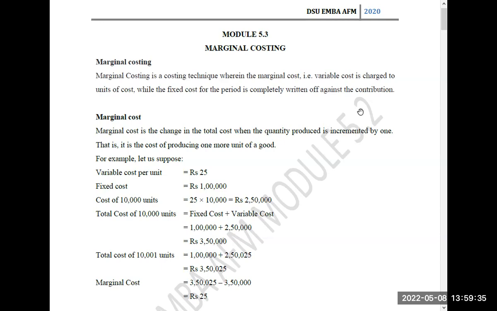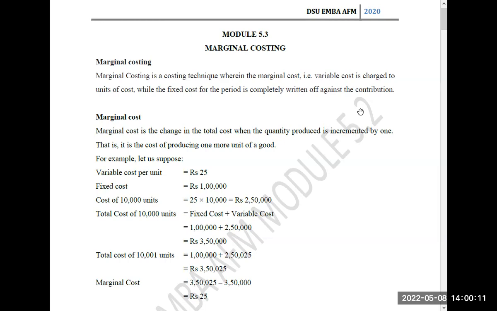I repeat again. There is an existing production. 100 units are produced every day. The total cost of production for 100 units is 10,000 rupees. I want to increase my production from 100 to 101. Now, what will be the total cost for 101 units? The difference between the cost of 101 units and the cost of 100 units can be termed as marginal cost. Are you getting my point?